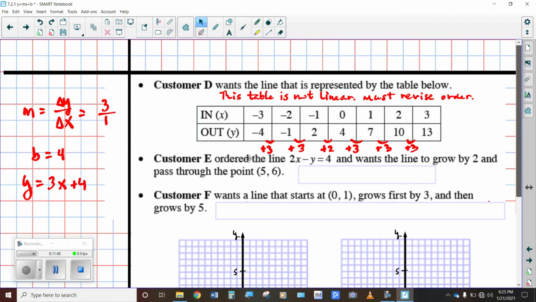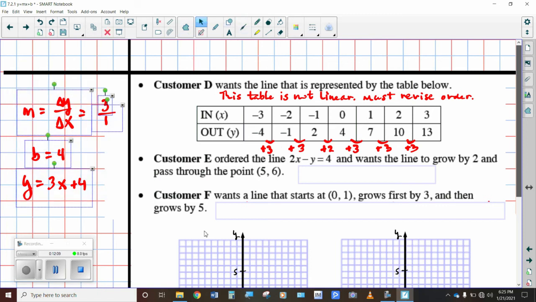All right, now let's take a look at E. Customer E ordered a line that is 2x minus y is equal to 4 and wants the line to grow by 2 and pass through the point 5, 6. So it's going to have a slope of 2, but I don't necessarily know what the y-intercept is yet because this equation is not in slope-intercept form. So maybe that's the first thing we should do.